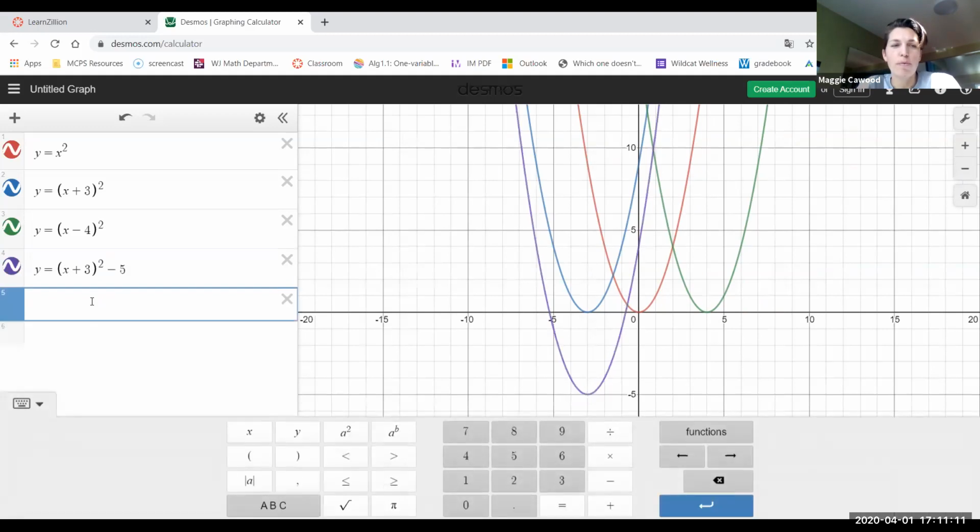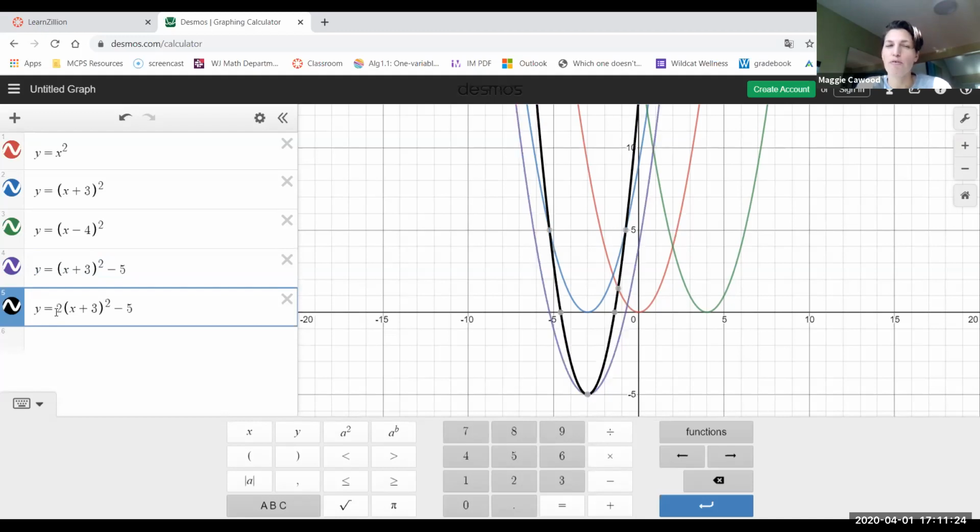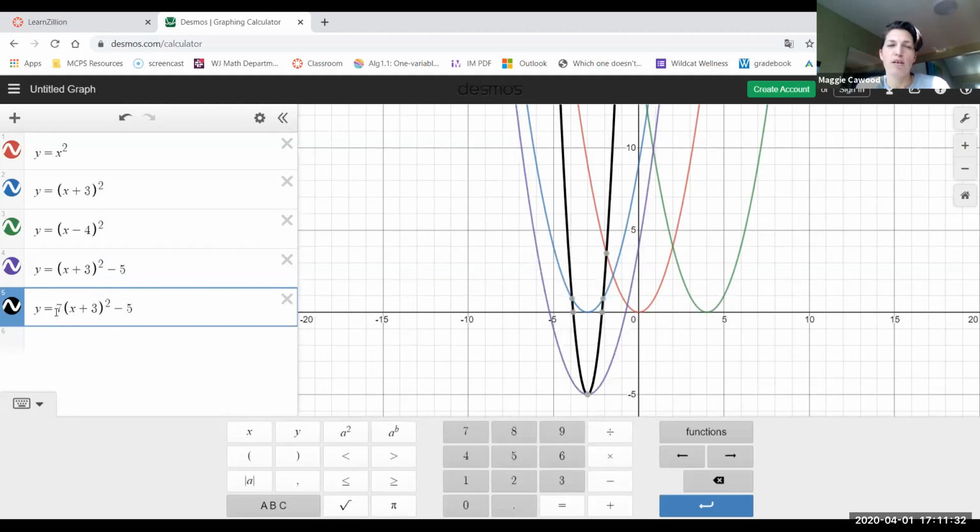All right, cool. The other thing they wanted us to explore was what happens if I put a number out in front? Like if I put a 2 there, did my vertex change? Here, I'll take it away. Put a 4. Did my vertex change? I'll put a 7.